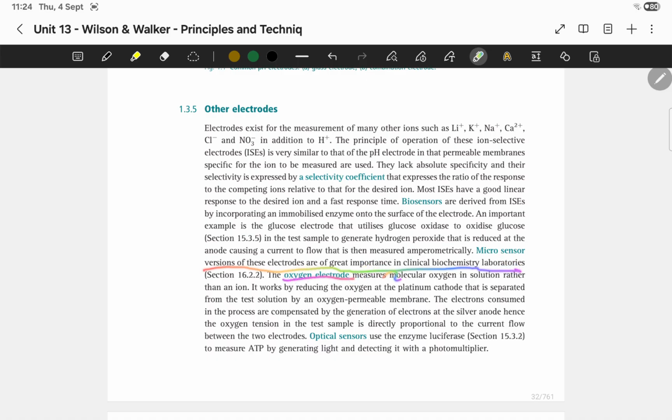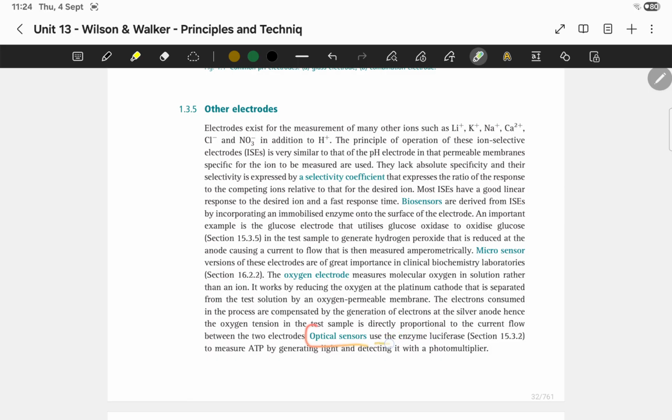The oxygen electrode measures molecular oxygen in solution rather than an ion. It works by reducing oxygen at the platinum cathode that is separated from the test tube by an oxygen permeable membrane. The electrons consumed in the process are compensated by generation of electrons in the silver anode. Hence, the oxygen tension in the test sample is directly proportional to the current flow between the two electrodes.